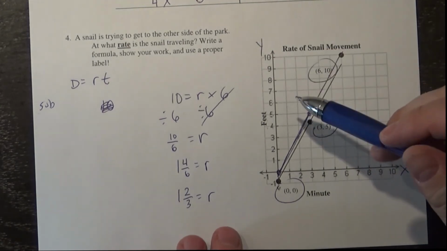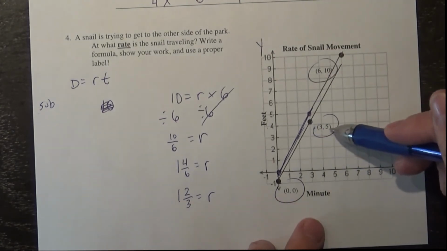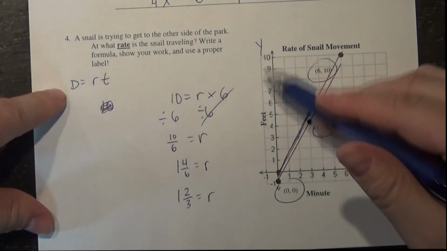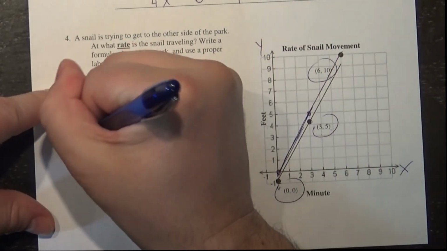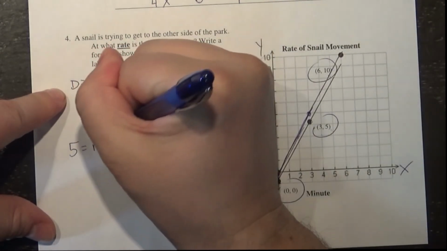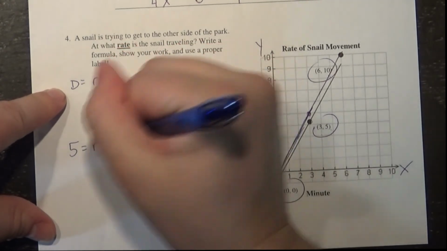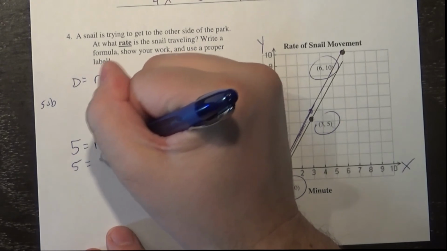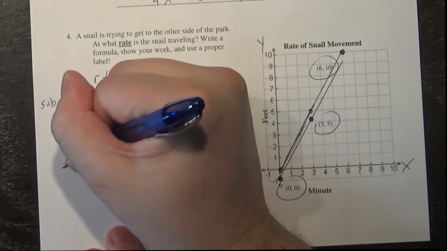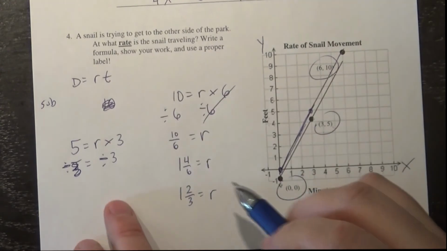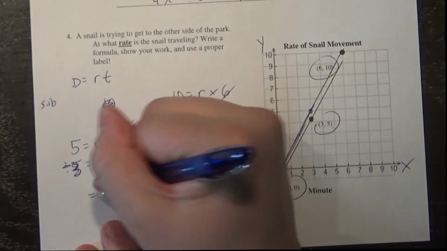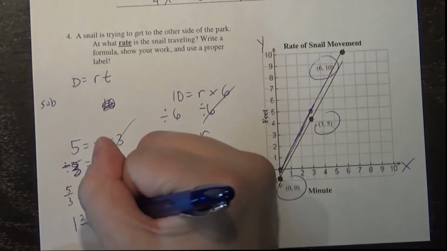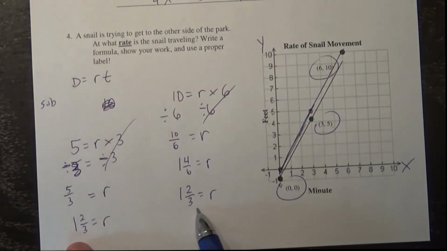Now, if I try this again, only this time I'm going to use my 3 and my 5, I can do the same thing. My distance, again, is going to be the y value, so that's 5. The rate, I don't know. The time is going to be 3. So I'm going to get rid of that 3 by dividing it away. Got a little excited and went too quickly. So I'm left with r equals 5/3, or I could simplify that down into 1 2/3. Look, I got the same answer both times.